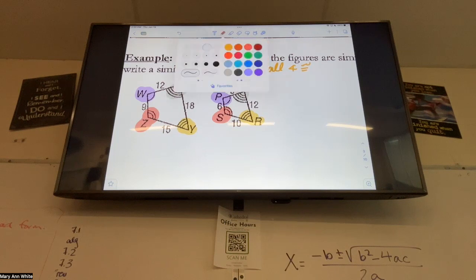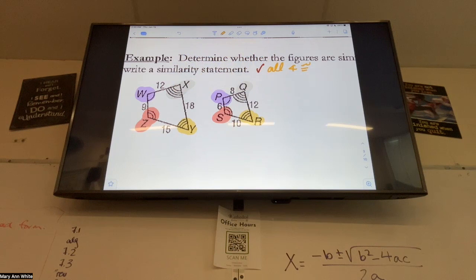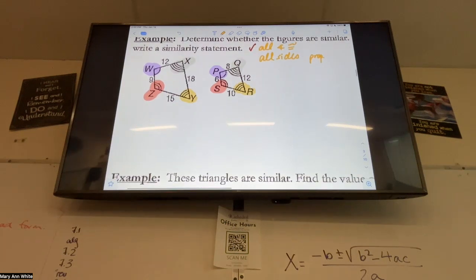Okay, now what do I want to be true about all the sides? They need to be proportional. All sides must be proportional. That's good enough. We've got to see if that's true. Okay, so we're going to go through and check that all of them are the same, and you need to show me all of them are the same in order to say yes that they are.